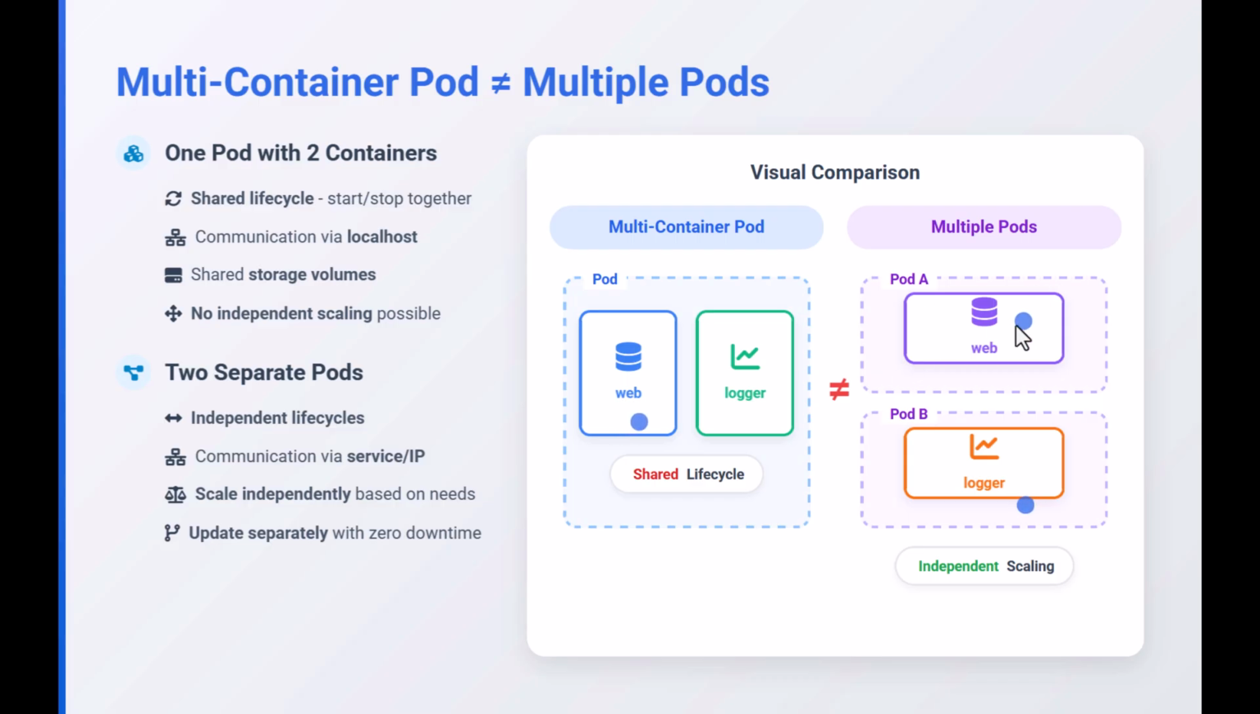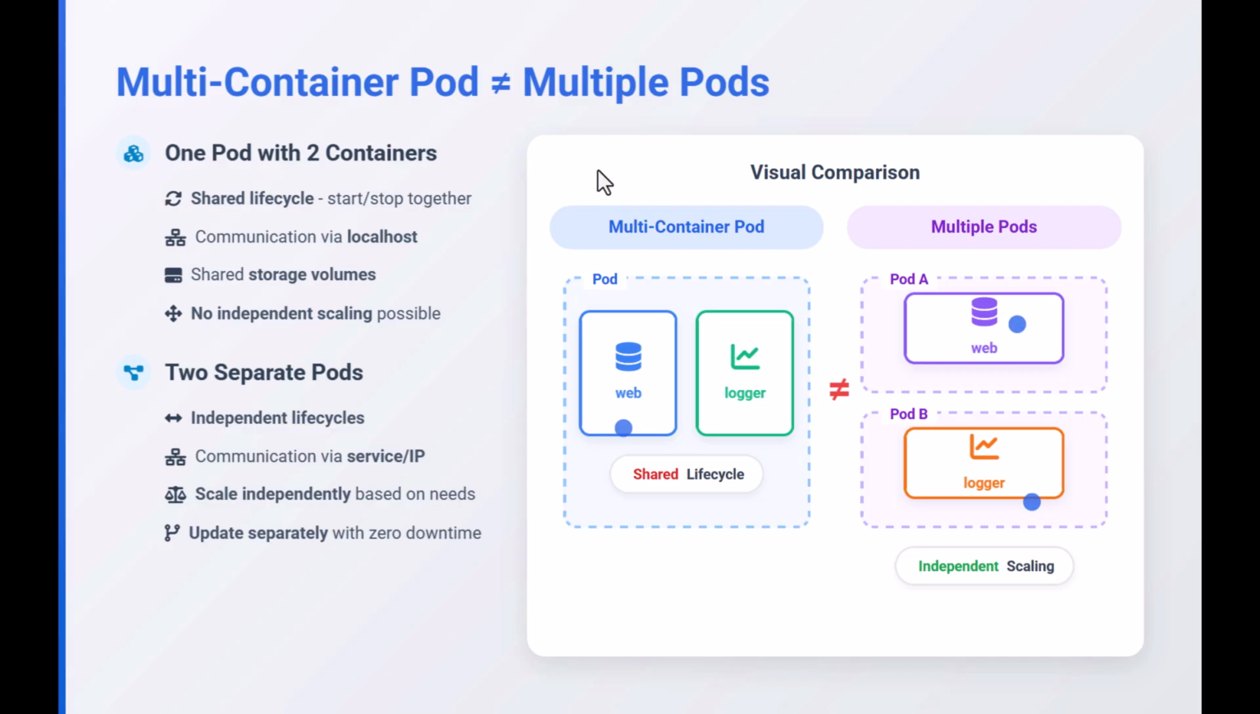Now let's see the two separate pods, pod A and pod B, each with a single container. These have an independent lifecycle. They can start or stop separately, communicate via services or IPs, not localhost, and can scale individually, so you can add more logger pods without touching web. And for updates, you can deploy one without affecting the other. It is great for zero downtime upgrades.